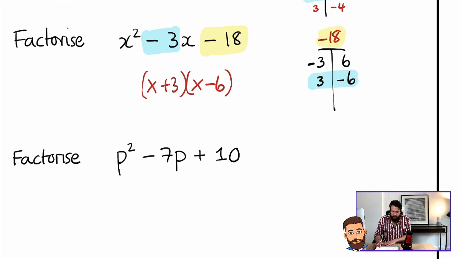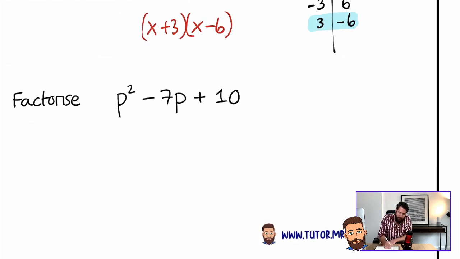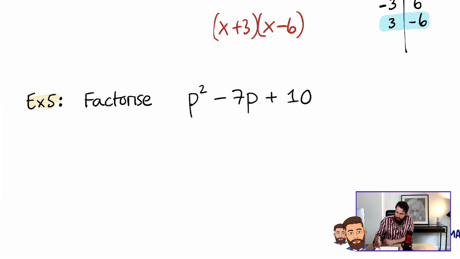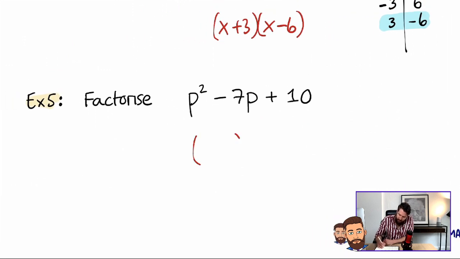Okay, last one. We've got p squared, so we're not dealing with x's anymore. They don't have to be x. P squared minus 7p plus 10. What do we need? Well, we need 2 brackets because we are factorizing. What's going to have to be in the bracket? Not an x. It's going to have to be a p, because I need p squared. So that would be p and p.